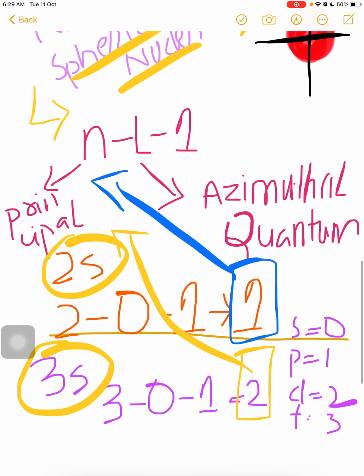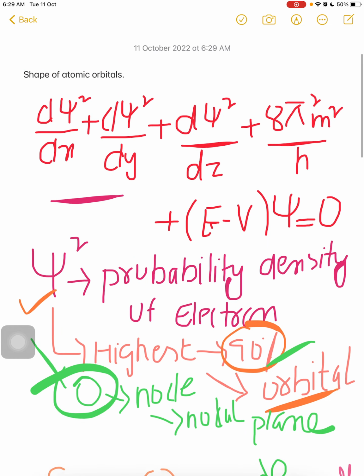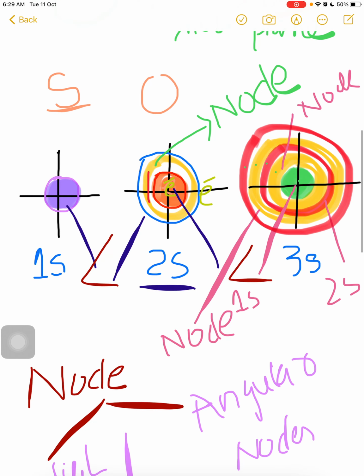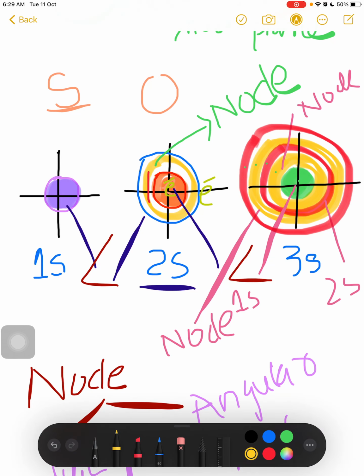So let's state that psi square gives the probability density of the electron at any point, right? The probability of finding a 1s electron is maximum near the nucleus, right? And it decreases as the distance from the nucleus increases. You can see the distance is increasing, so that's why the probability density of the electron is also decreasing.